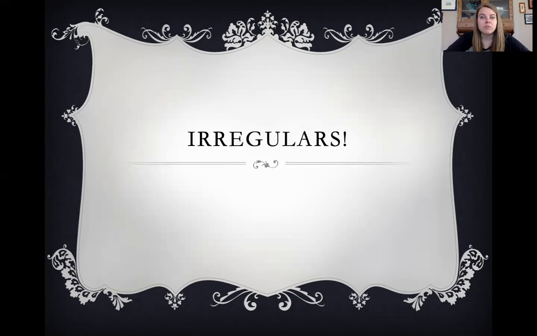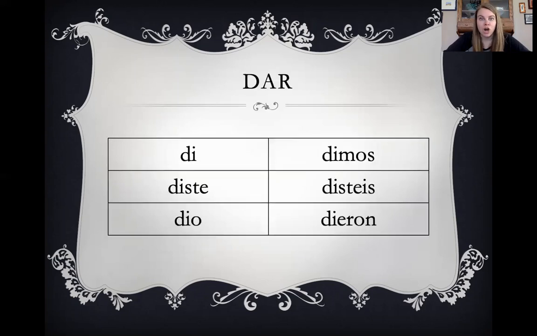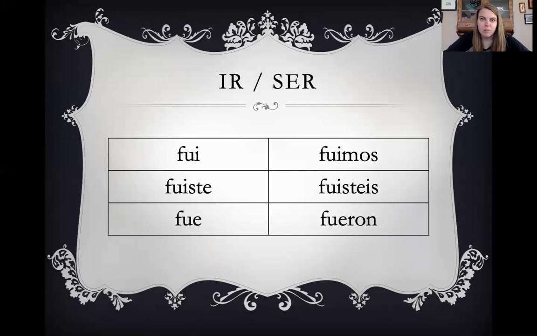Some irregulars that we've learned previously are dar, which is an AR verb, but it puts on the ER and IR endings, and there's no accent marks. Ver, which is almost normal, but there's no accent marks. Ir and ser, which are obviously very irregular, and they do not have accent marks either, and they share a verb. So fui is I went or I was. Fuiste, you went or you were.